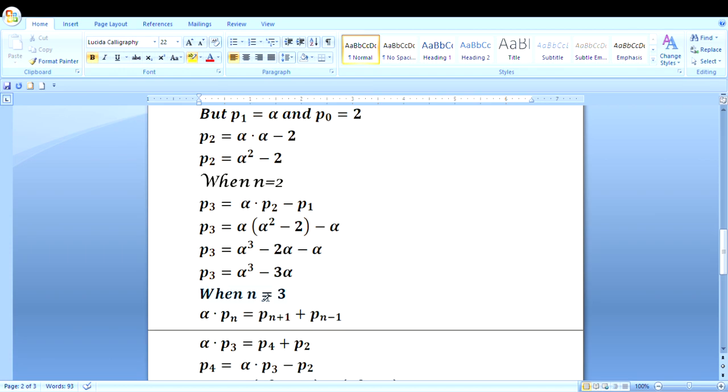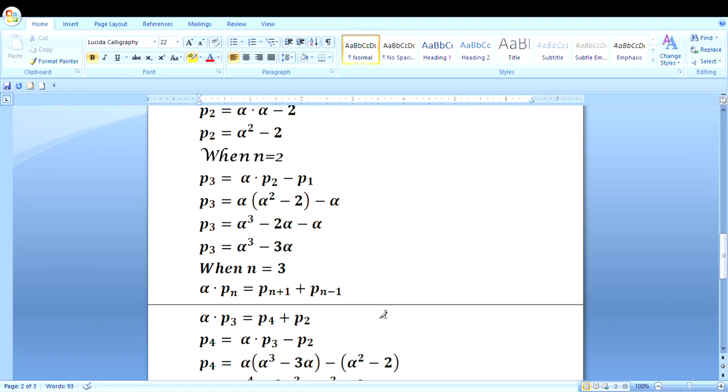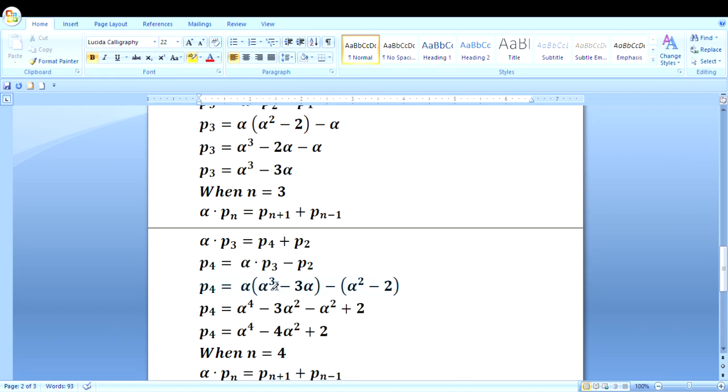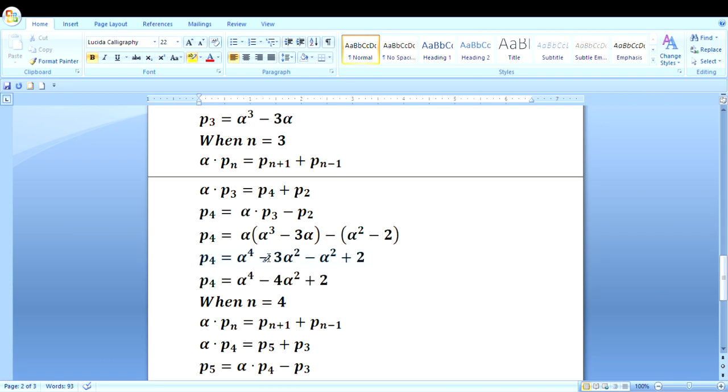So now let's assume that n equals 3. Putting in this expression, alpha times p3 is equal to, if we put 3 here, p4 plus p2. So for us to obtain p4, we make p4 the subject of the formula, and it becomes alpha times p3 minus p2. We know that p3 is alpha cube minus 3 alpha. So we substitute it here, and p4 is equal to alpha times (alpha cube minus 3 alpha), close bracket, minus, in place of p2, we know that p2 is alpha square minus 2. Okay, so p4 is equal to alpha raised to power 4 minus 3 alpha square minus alpha square plus 2, and this eventually becomes alpha raised to power 4 minus 4 alpha square plus 2.